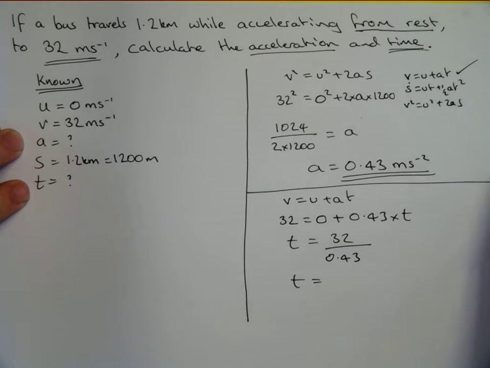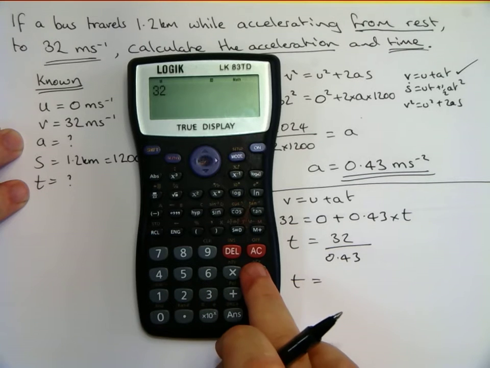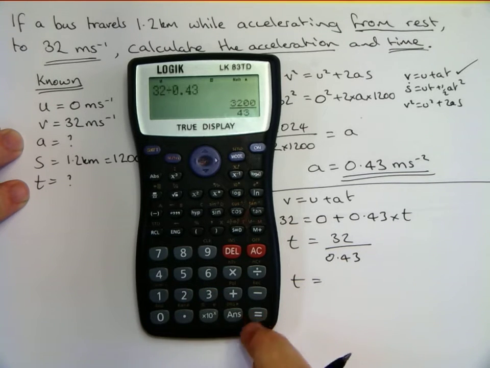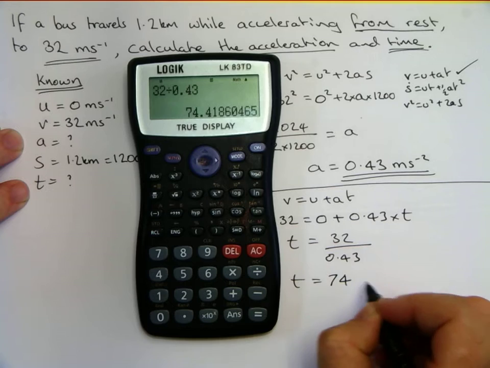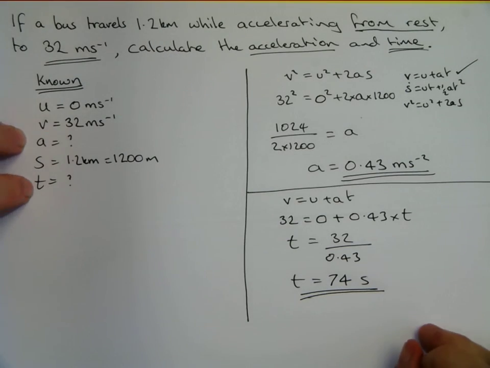And we use our calculator. 32 divided by 0.43, and that gives us 74.4, let's just call it 74 seconds. And that's that question complete.